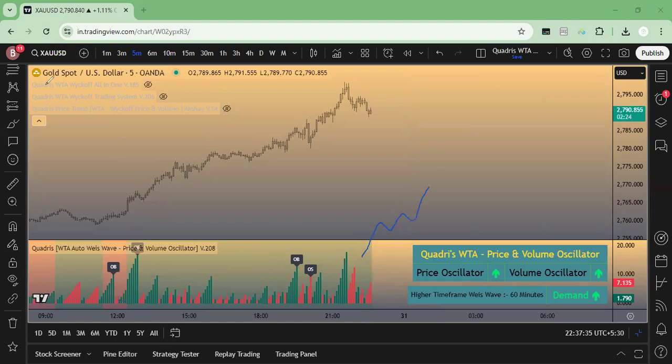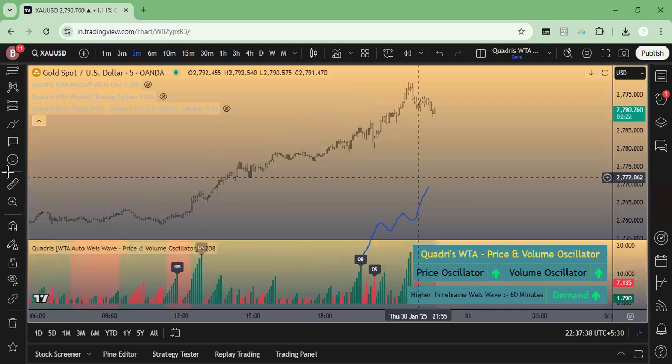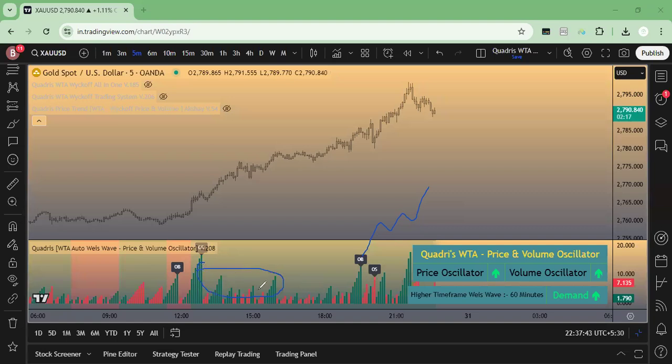Once I see demand is there in 1 hour, what I look out for is demand to be created, or demand to be sustained, or the end of supply and emergence of new demand, to enter into any position based on my 206 indicator. So for example, how to read this? We'll start reading from here. Green means demand. This means demand. This means demand.